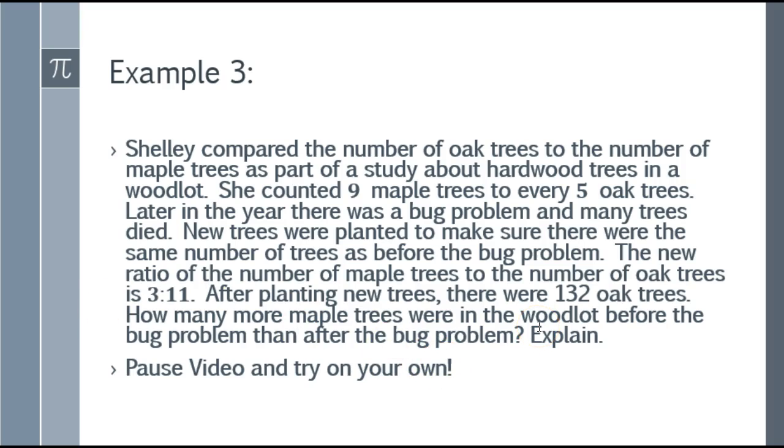Example 3. Shelley compares the number of oak trees to the number of maple trees as part of a study about our hardwood trees in a woodlot. She counted 9 maple trees to every 5 oak trees. Later in the year, there was a bug problem and many trees died. New trees were planted to make sure there were the same number of trees as before the bug problem. The new ratio of the number of maple trees to the number of oak trees is 3 to 11. After planting new trees, there were 132 oak trees. How many more maple trees were in the woodlot before the bug problem than after the bug problem? Explain. Pause the video and try on your own.